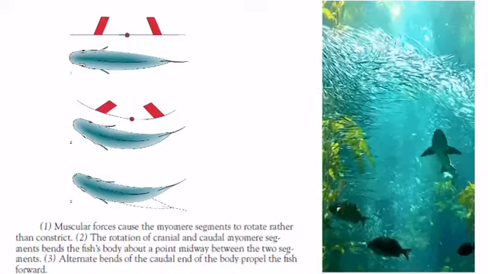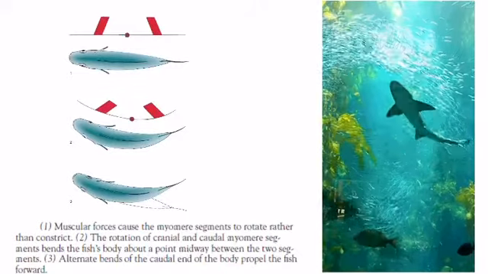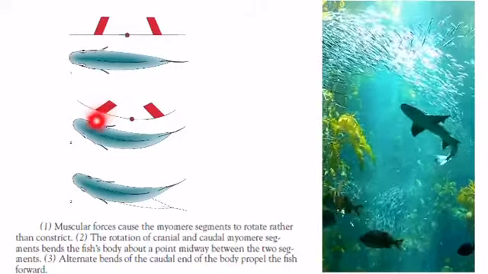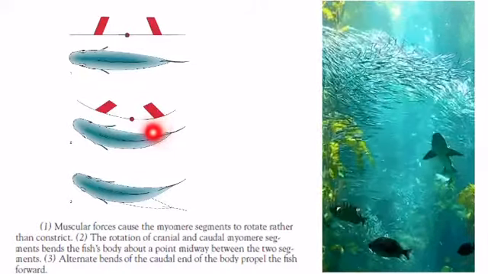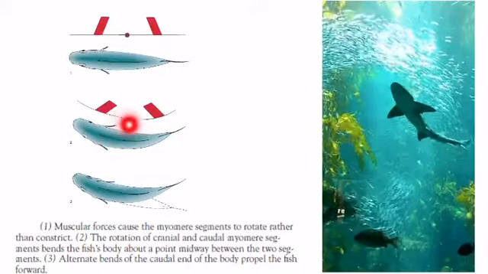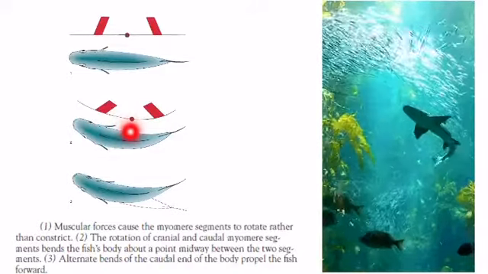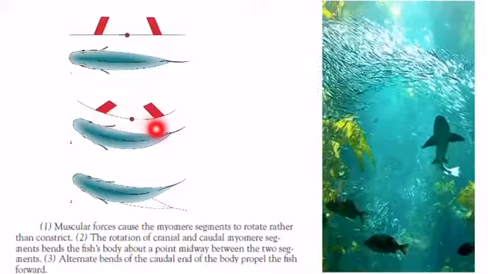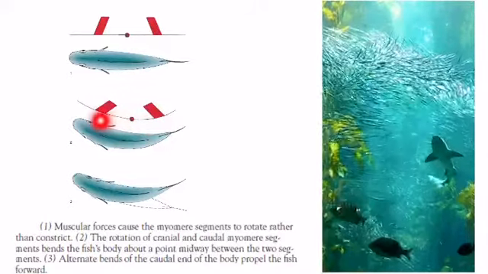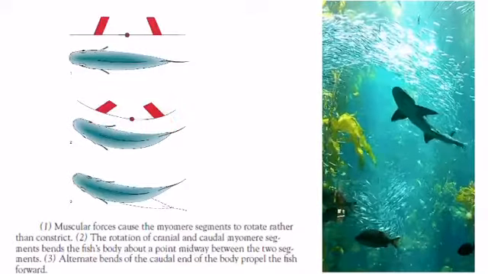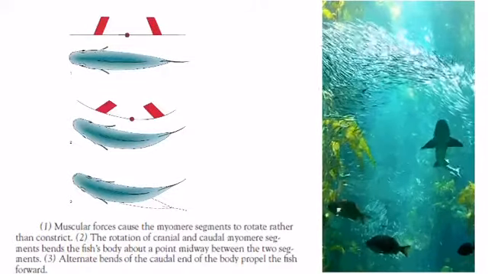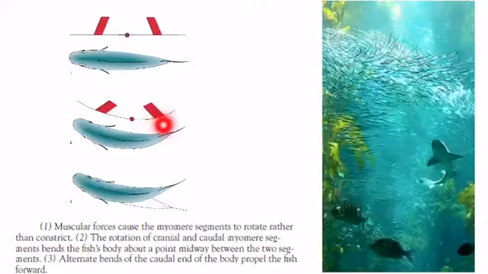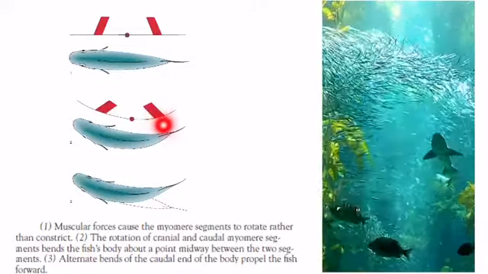So with these muscular forces, you see that the rotation of the cranial and caudal myomer segments bends the fish body about a point midway between the two segments. Here, this is the central point, the midpoint between these two bars. As I have mentioned, these two bars indicate the muscular forces that cause the myomer segments to rotate rather than constrict. The rotation of the cranial and caudal myomer segments bends the fish body about a point midway between the two segments.